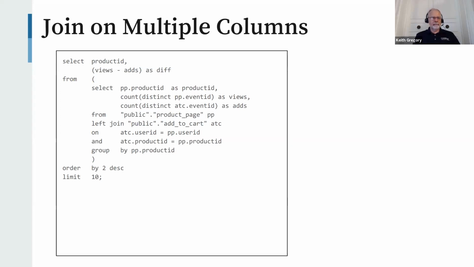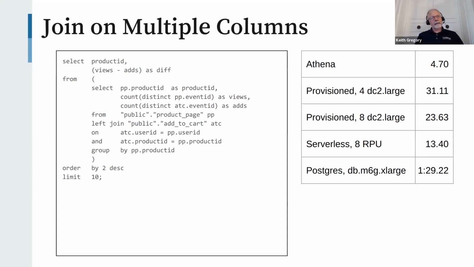And the join, again, we're joining on user ID, which is a distribution column, so no problems there. And we're including product ID in the join, so a little bit more data that has to be retrieved, hashed, and then compared.